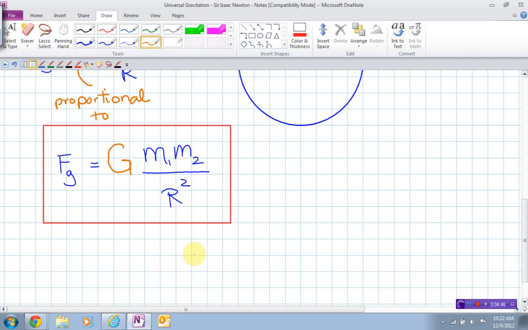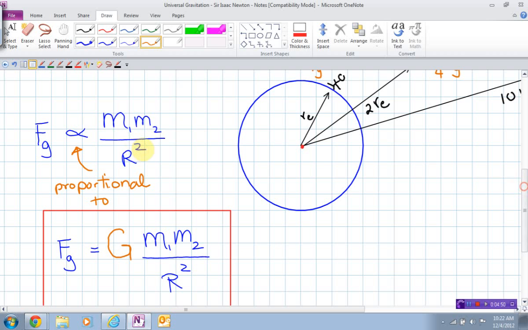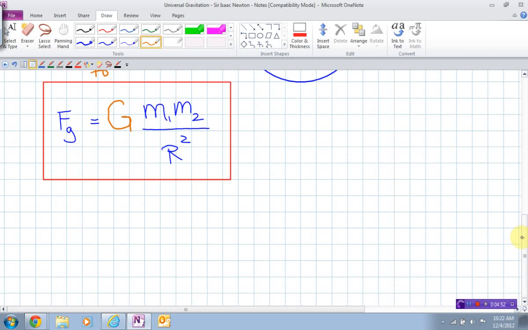Now, Newton never stated this law. Newton stated the proportionality. In order to change it from the proportionality into this equation, you need to find the value of G. And that was done by somebody called Henry Cavendish, kind of a strange little person, but he did the work. You can read about him and look him up if you want to. Anyway, he came up with a value for G.